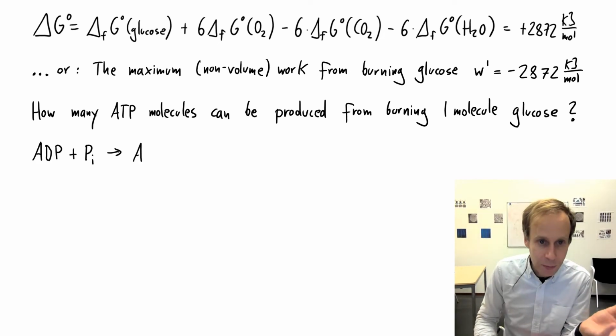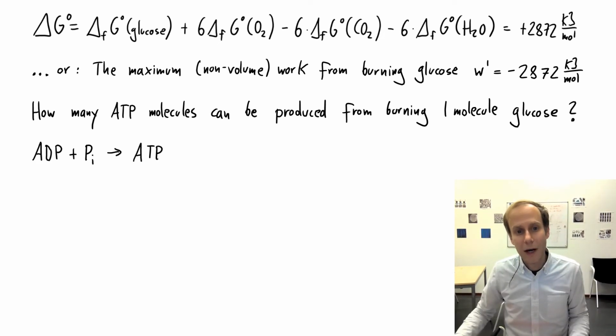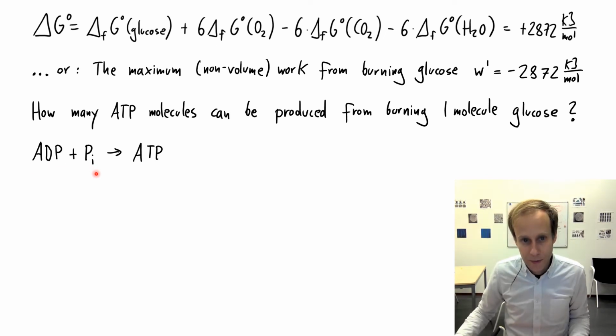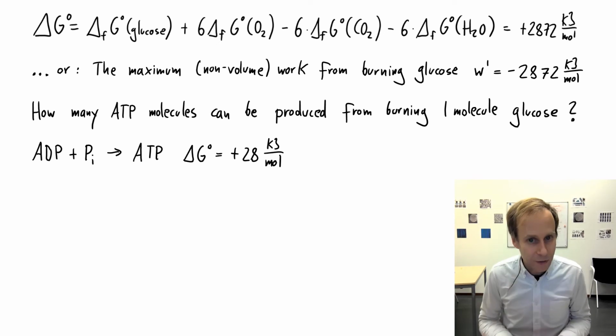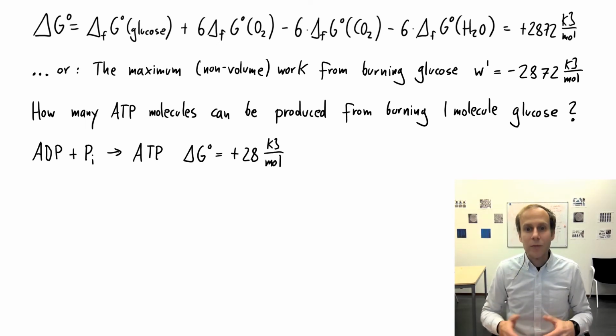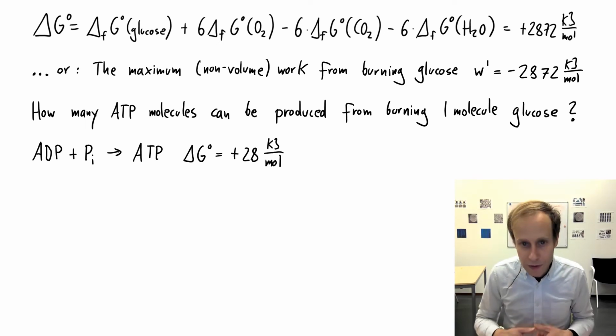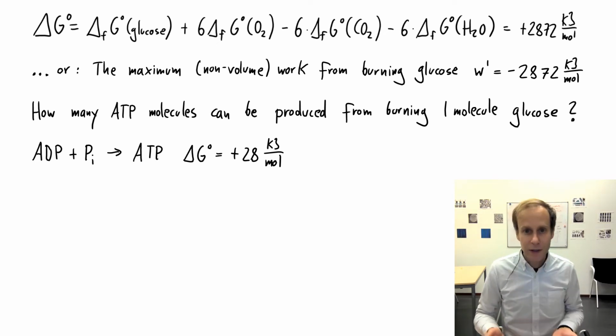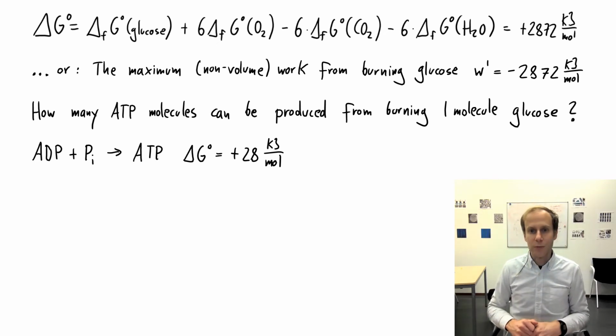So we know ATP is synthesized by combining adenosine diphosphate with an inorganic phosphate. And that is not a spontaneous reaction, so it has a positive value for the Gibbs free energy of reaction of plus 28 kilojoules per mole.